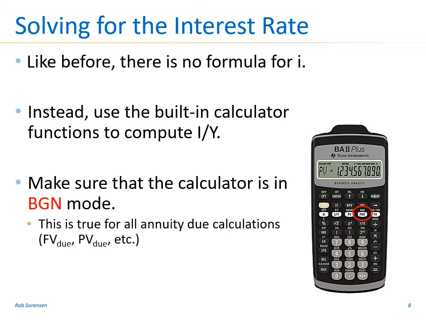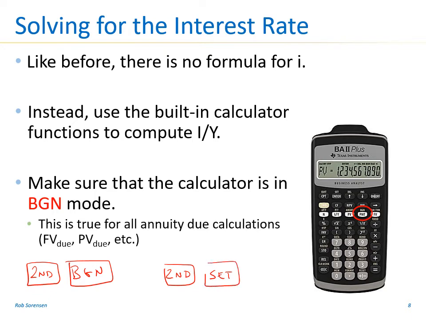So if you go ahead and try it on your calculator, press second, and then press BGN. And then your display will say either end or BGN. End is for ordinary annuities like we've already been using in past chapters. BGN is for annuities due. To get it to switch between the 2, all you have to do is use the set key. So you go second and then set.